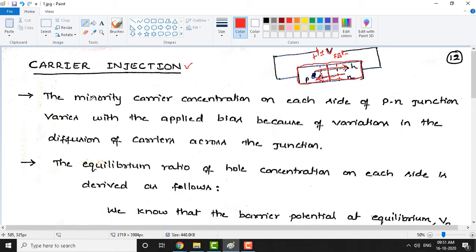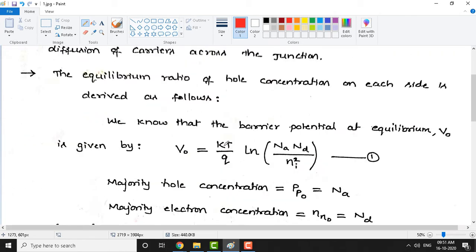So you should consider both majority as well as minority carriers, even though the supply voltage is positive here. Because of the variation in the diffusion of carriers across the junction, we will calculate the equilibrium ratio. We will explain what we mean by the equilibrium ratio of hole concentration. Even though we calculate here the equilibrium ratio of hole concentration on each side of the junction, we can also connect that with the electron equilibrium ratio.